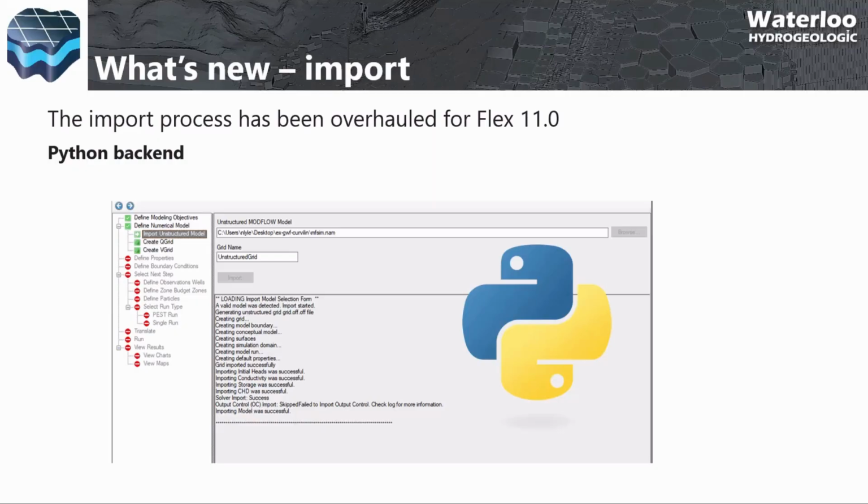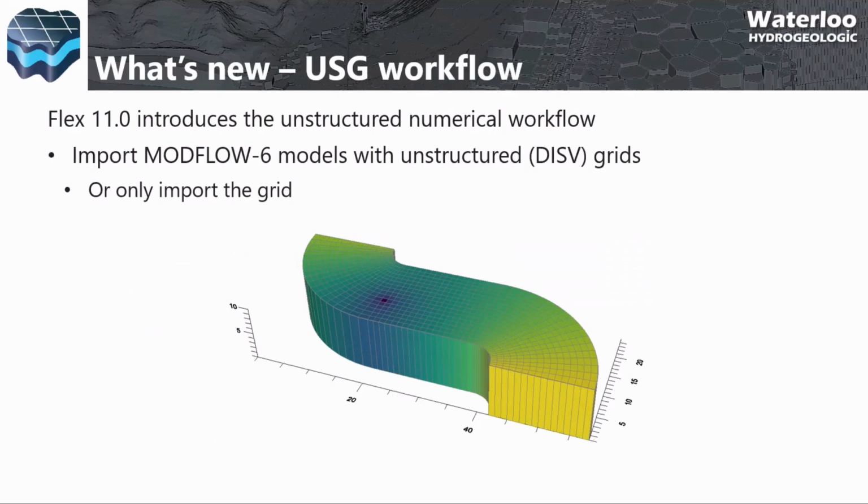With this release, Visual MODFLOW Flex has become the first MODFLOW GUI to step into the Python era of groundwater modeling. In Flex 11, we've also made big additions for working with unstructured models. As I already mentioned, MODFLOW 6 models with unstructured grids in the DISV format may now be imported into Flex. If desired, the user can choose to import only the grid, which will allow advanced users to use outside tools to design an unstructured grid and then bring that grid into the interface.